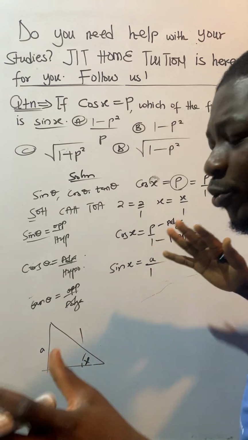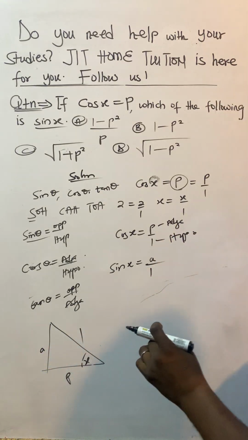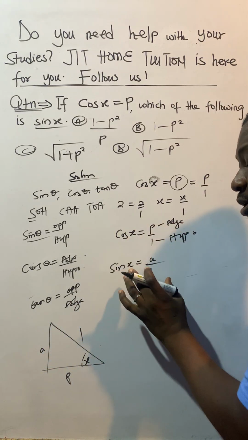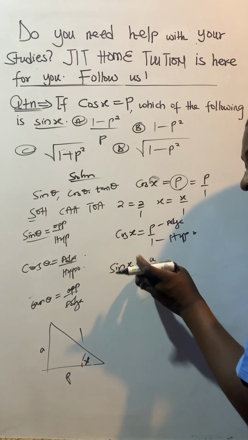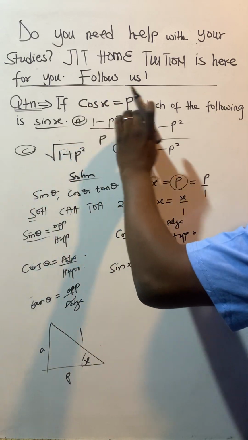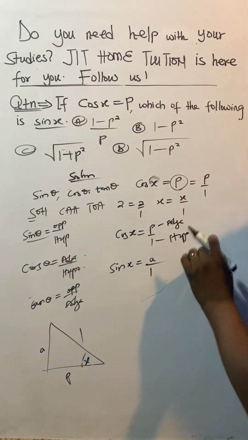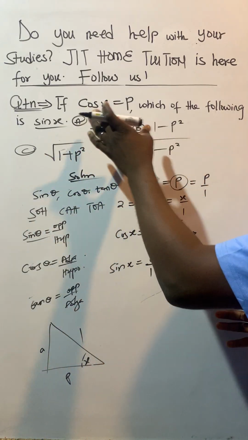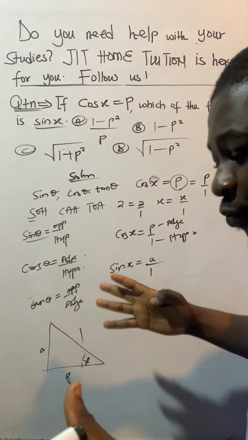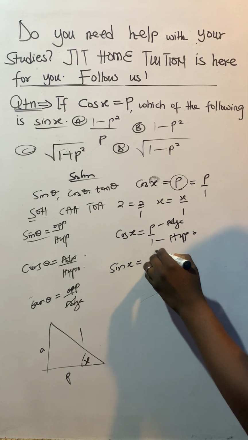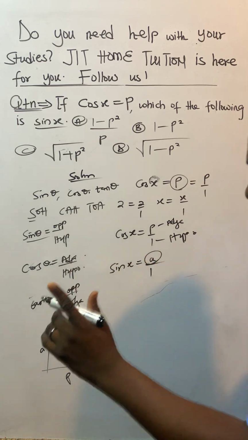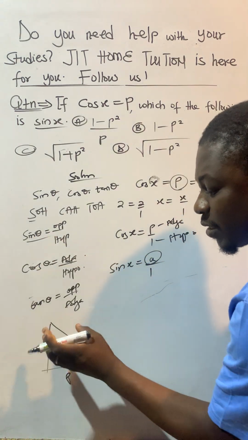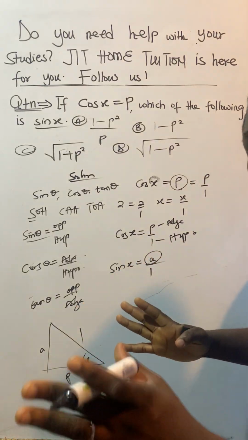So what are we trying to do? Now, ideally, this should have been the answer for sine x. But we don't find it in the options over here. So we need to actually solve in such a way that it meets one of the options over here. And how do you go about it? We need to find what a is. In finding what a is, that is where we are going to use what we call Pythagoras theorem.